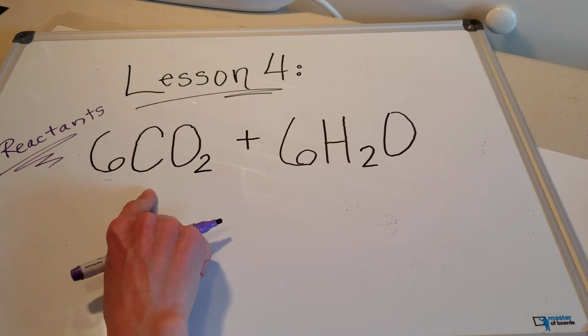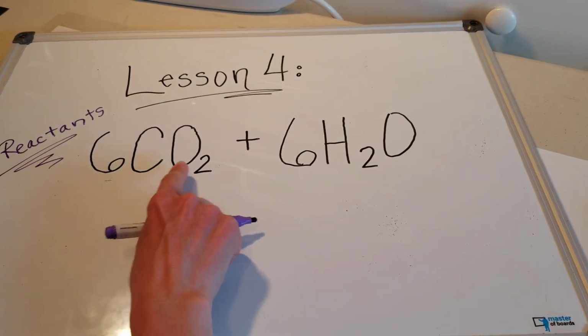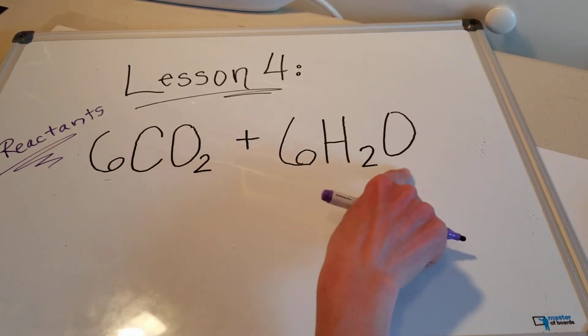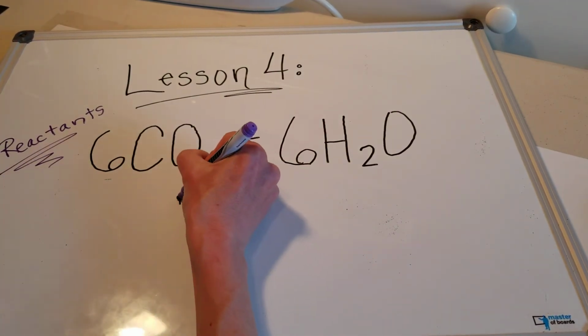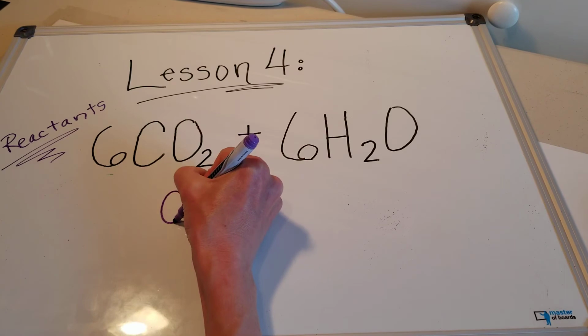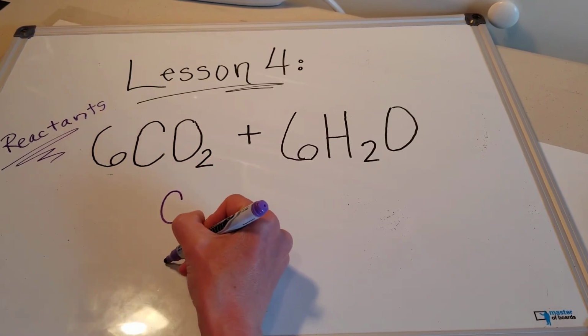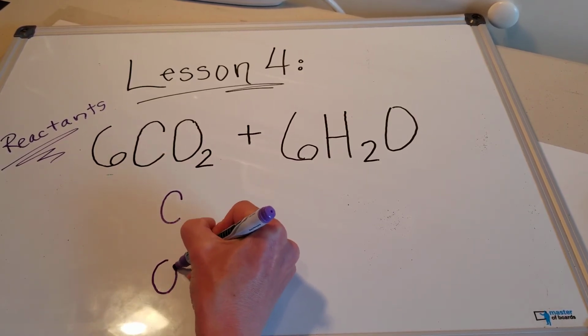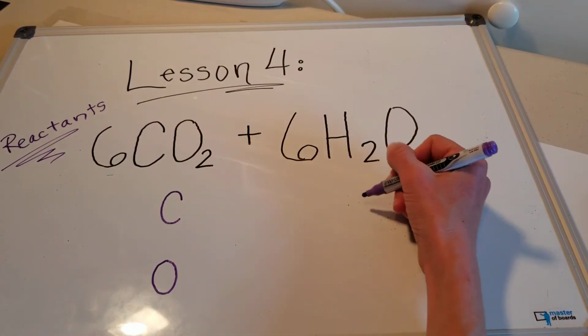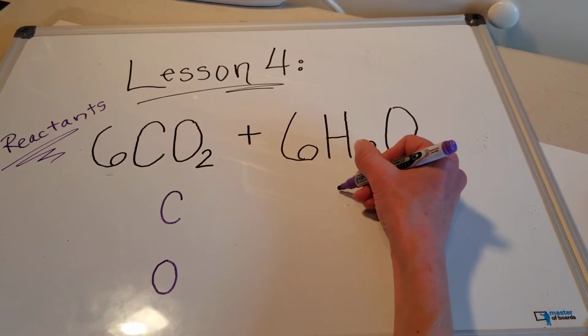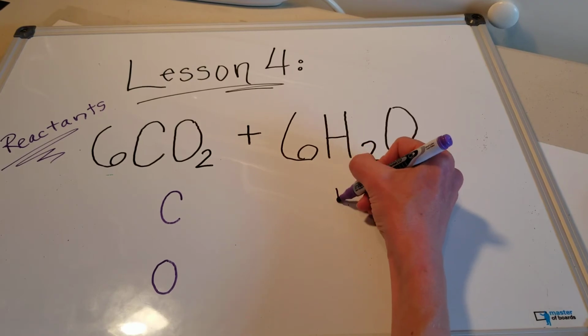Over here then I can see I've got carbon, I've got oxygen, I've got hydrogen, and then another oxygen here. So the 3 atoms that I'm looking at are carbon, oxygen, and hydrogen. I'll put hydrogen over here.